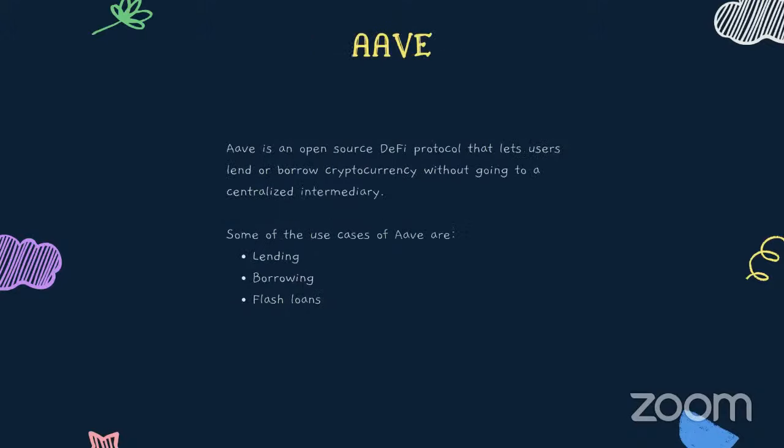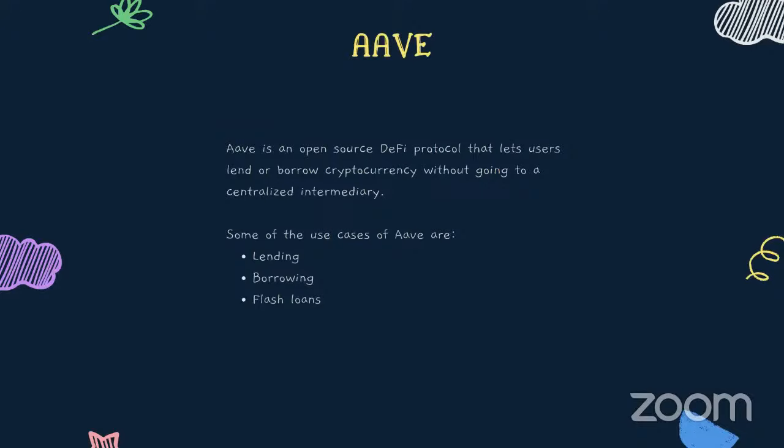So we have Aave too. Aave is an open source decentralized finance protocol that lets users lend and borrow cryptocurrencies without having to go through a centralized intermediary. I explained that before: you don't need to go to anybody, say you want to borrow an amount, and sign like 50 documents, a lot of contracts before you can get access to a loan. Just connect your wallet and meet whatever requirements they use.